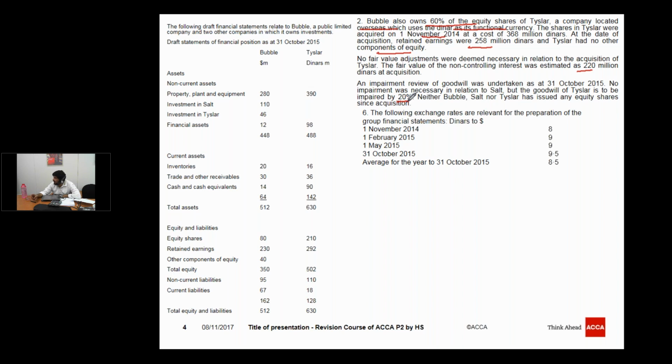I'm giving you just 1 minute to calculate the goodwill in dinars. Please calculate the goodwill in dinars. I'm giving you just 1 minute.